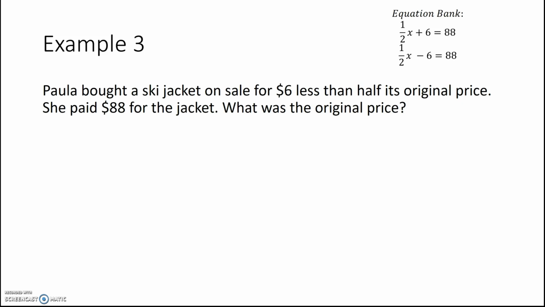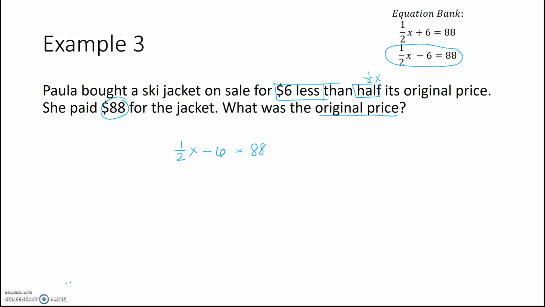She bought a jacket on sale $6 less than half. 1/2 means half times the original price. She paid $88. What is the original price? So $6 less, so minus 6, half of the original price. So 1/2 x minus 6 equals 88. Let's see, does that match one of my equations? Yep. Looks like it's that.